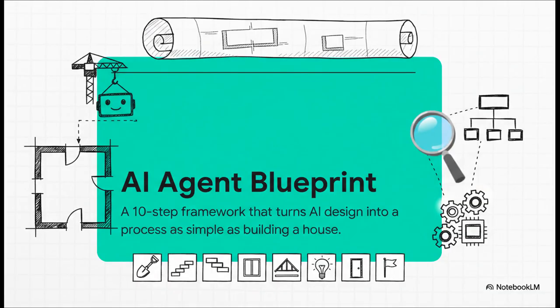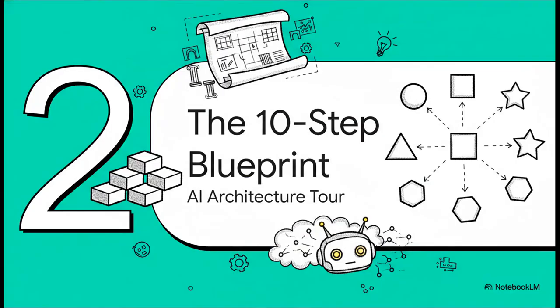Okay, so let's get right into it. The solution is called the AI Agent Blueprint, and it's brilliant because it's so simple. It's a 10-step framework that uses that building a house idea to make designing an AI feel logical and actually doable. Every single step lines up with a real part of the construction process. All right, so let's grab our hard hats and take a quick tour of this architectural plan.